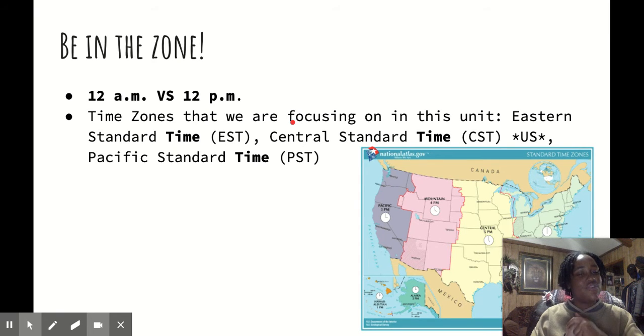But we also discussed the big debate of 12 a.m. versus 12 p.m., and the differences: 12 a.m. comes after 11 p.m., and 12 p.m. comes after 11 a.m. It is very important to remember because that shifts between our middays.